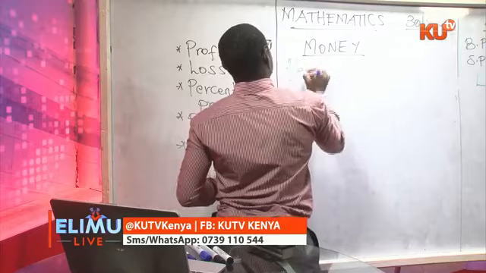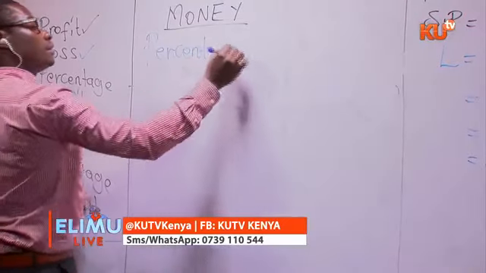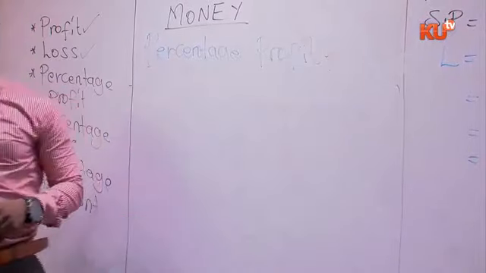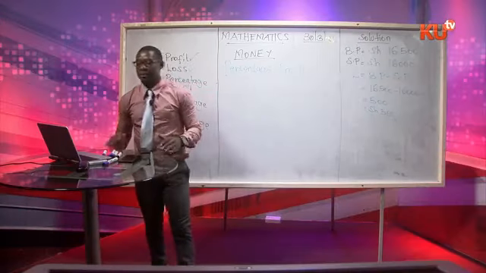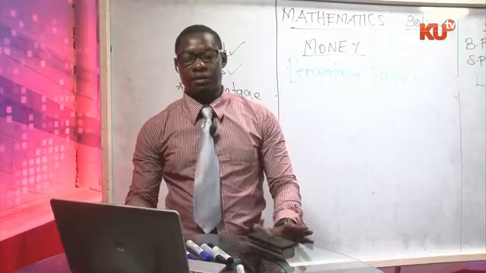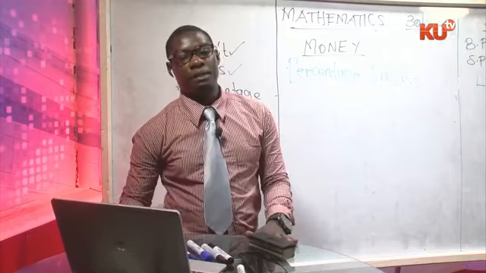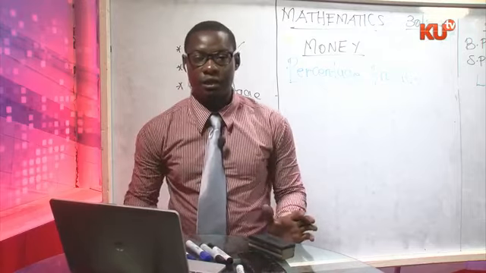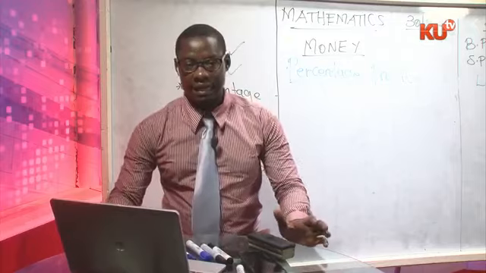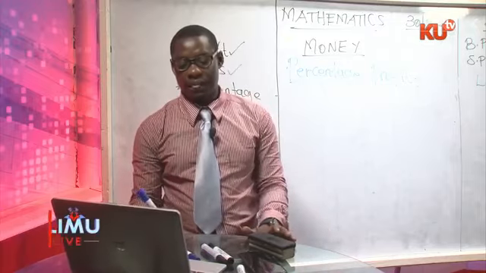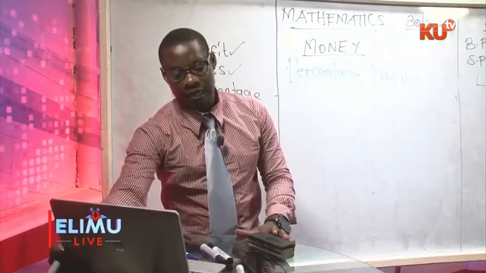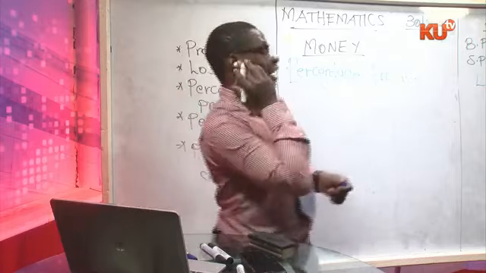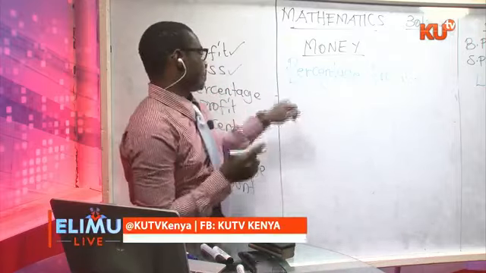Percentage profit is simply the expression of the profit in a percentage form. So when we express the profit that we gained in the form of a percent, then we call that percentage profit. And percentage profit has a formula. To calculate the percentage profit, first of all, you have to identify the profit. After identifying the profit, use the profit to calculate percentage profit.